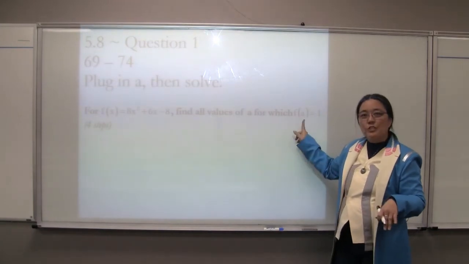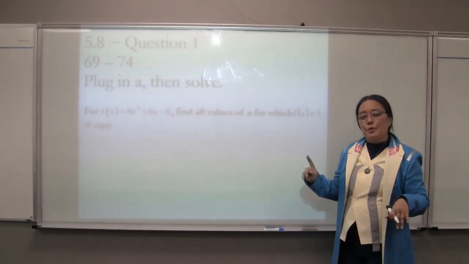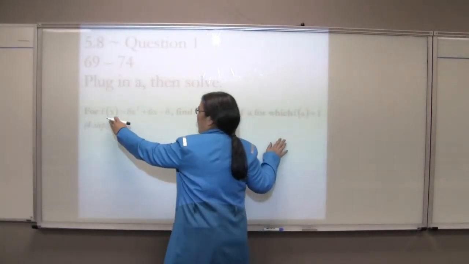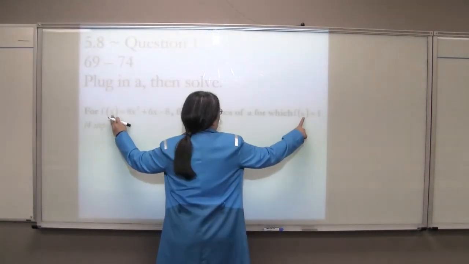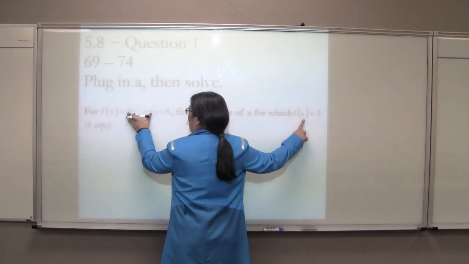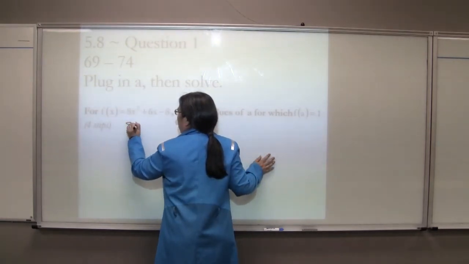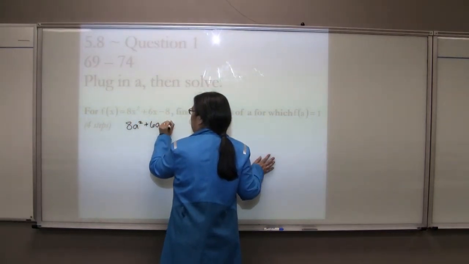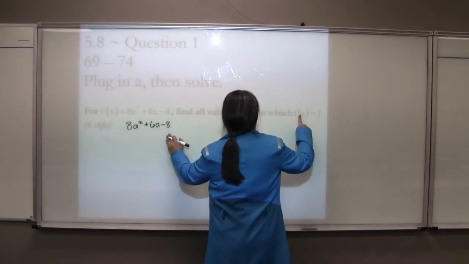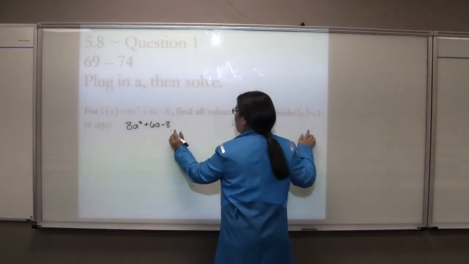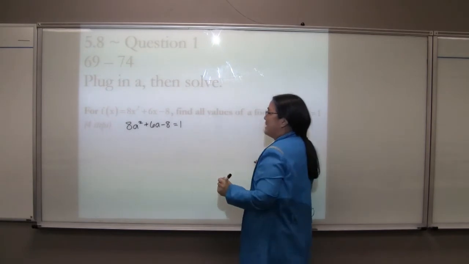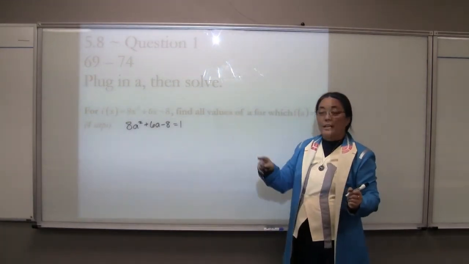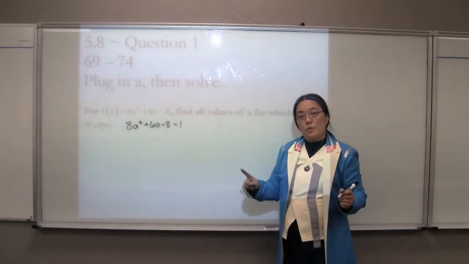Right here, we've actually started with this back in Chapter 3, f of a. So f of a means that all of these things that were x's will now become a's. And all I want is this part here. So 8a squared plus 6a minus 8. All of this is equal to f of a, but all of this is also equal to 1. Notice, I did not write any x's, I didn't write any f of a's, and I didn't write any f of x's. This is an equation.